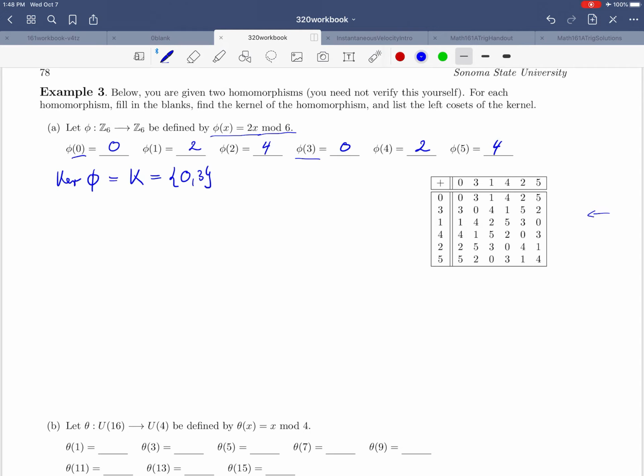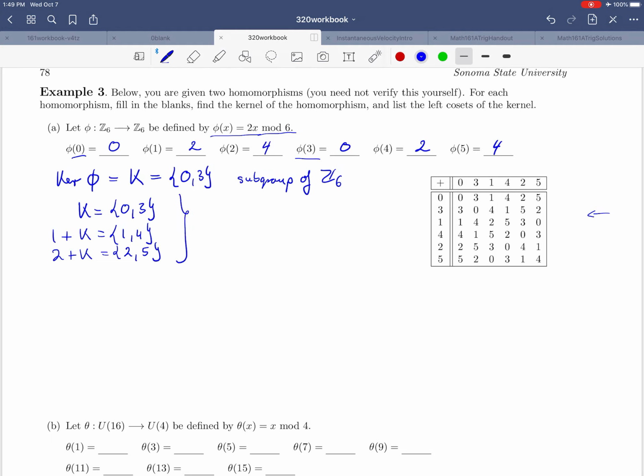And note that this is actually a subgroup of Z6. So we can look at the left cosets of this subgroup. So let's look at the left cosets. Well, there's the kernel itself, 0, 3. And then if we're looking at 1 plus the kernel, we're getting 1 and 4. And if we're looking at 2 plus the kernel, we are getting 2 and 5. And that's it.